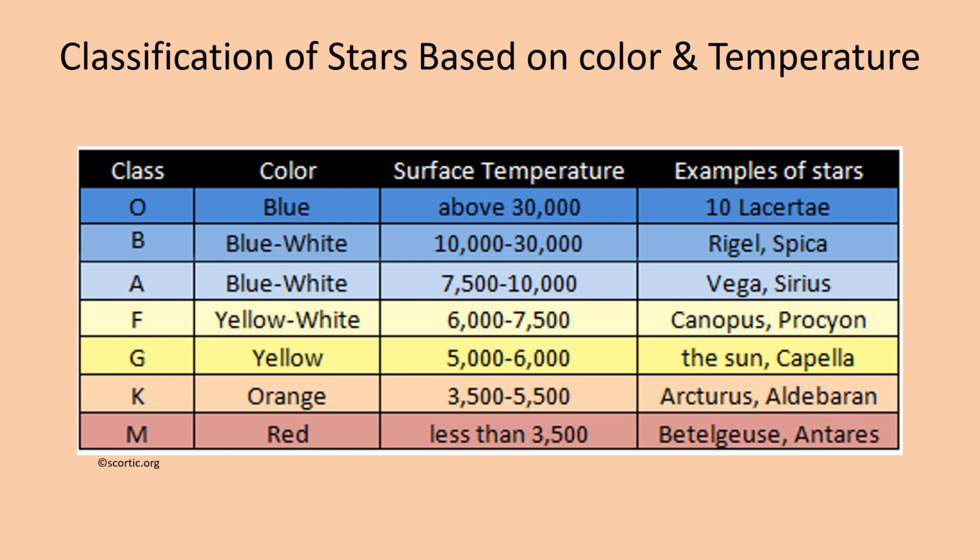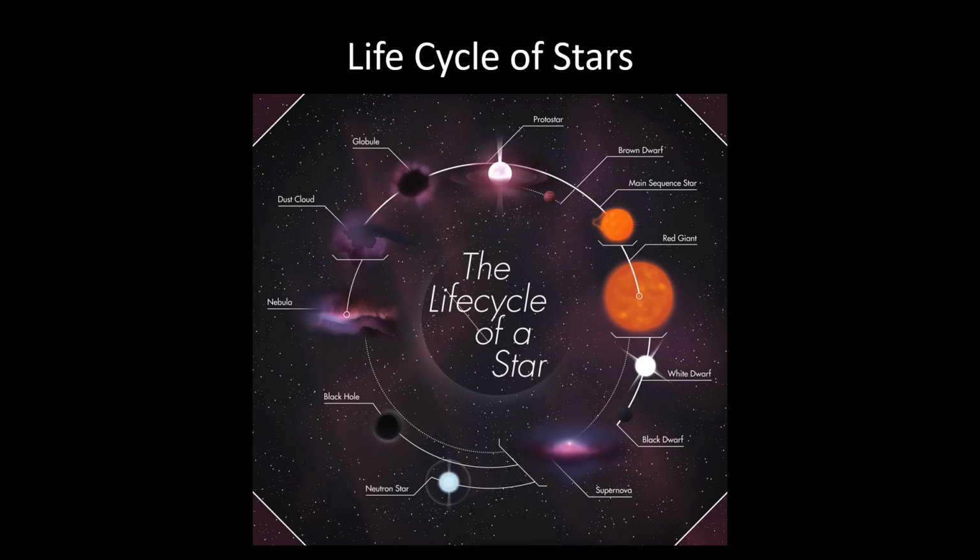And by looking at the trend of the chart, we can convey that blue has the highest temperature and red has the lowest temperature. So at this point, we are ready to summarize the whole life cycle of stars.